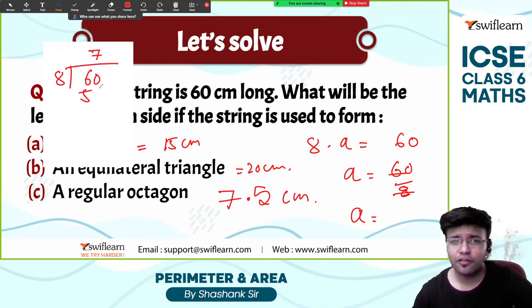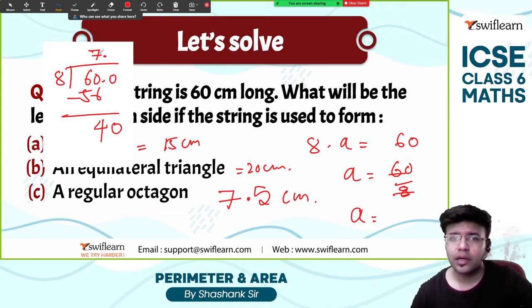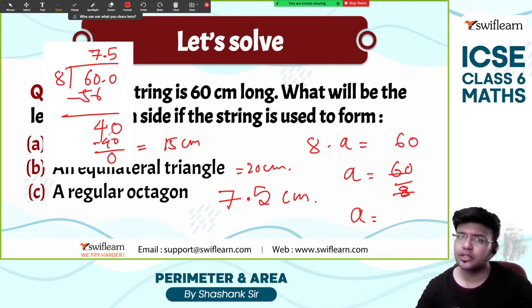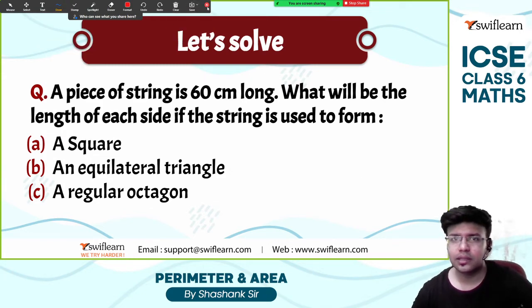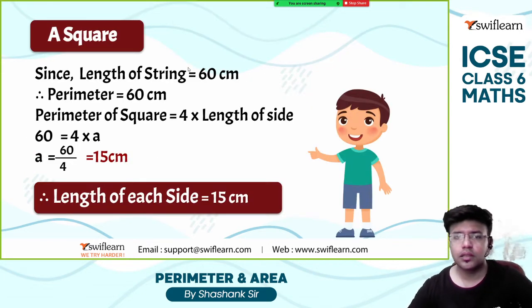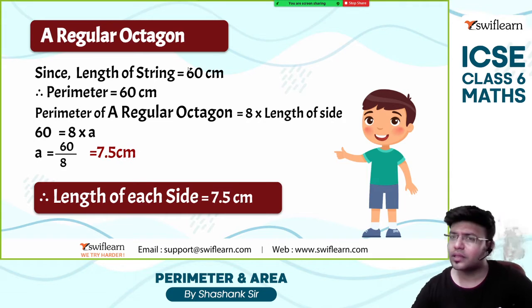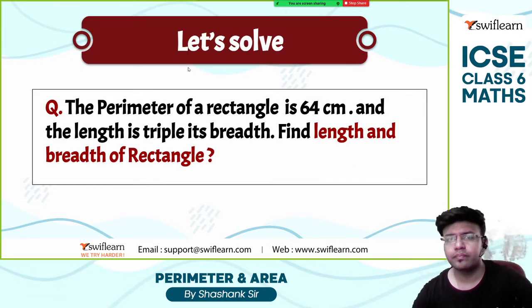60 by 8. 8 sevens are 56, remainder 4. Put a decimal point. Add a 0. Take a 0 here. 8 5s are 40. Remainder is 0. No further division is required. This much is the answer. Got this, guys? Yes. Okay. So all the three answers here are the same.